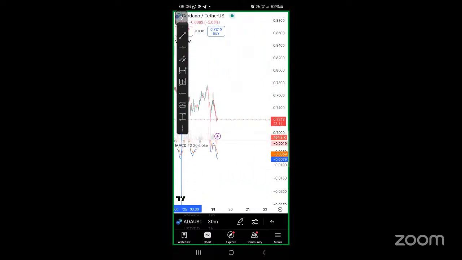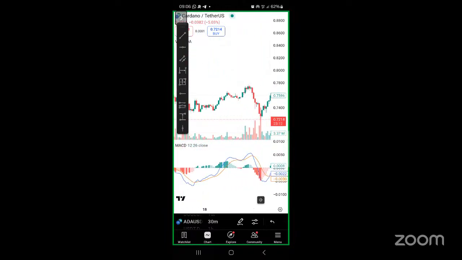Now, let me go back. The opposite: if the blue line crosses the orange line going downwards, we call it the death cross. It indicates that the market has changed direction and we are heading for a downward trend. Do you copy?